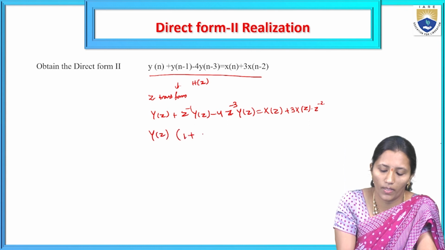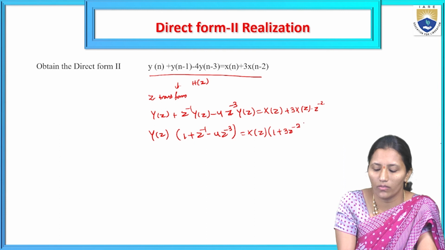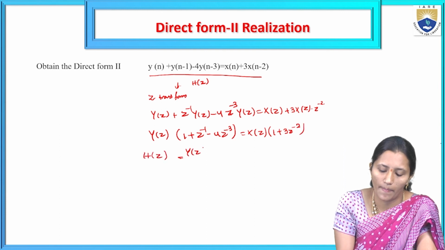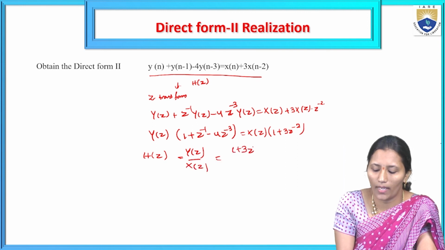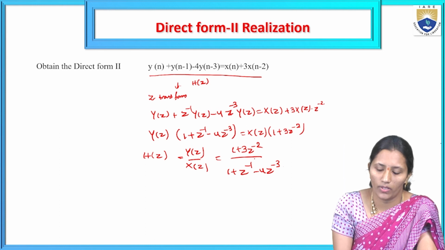We are going to get y of z times 1 plus z power minus 1 minus 4 z power minus 3, equal to x of z times 1 plus 3 z power minus 2. Then the transfer function will be the output response by the input, that is 1 plus 3 z power minus 2 by 1 plus z power minus 1 minus 4 z power minus 3. Okay, so here 1 plus 3 z power minus 2.